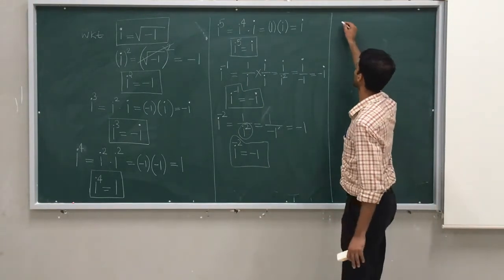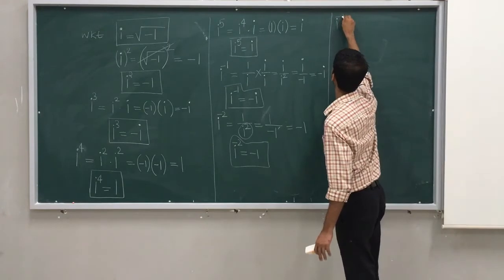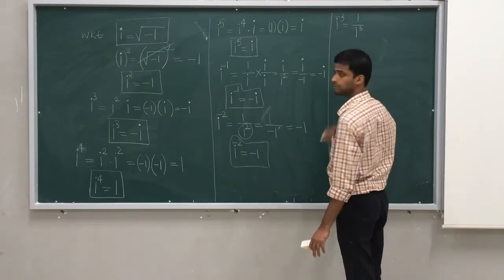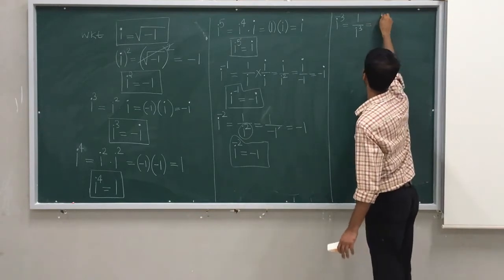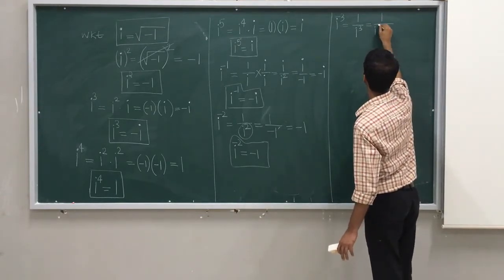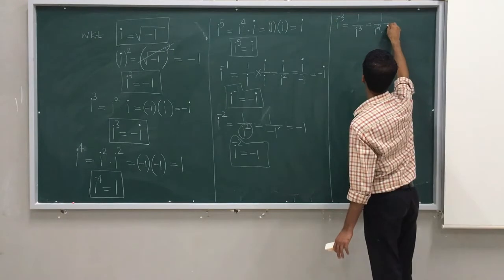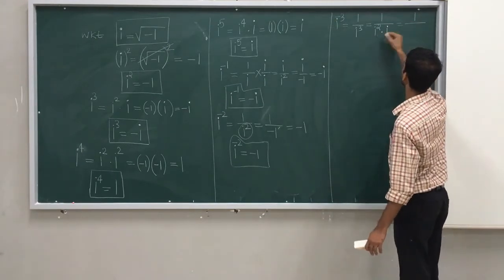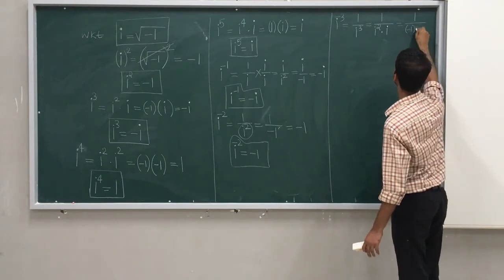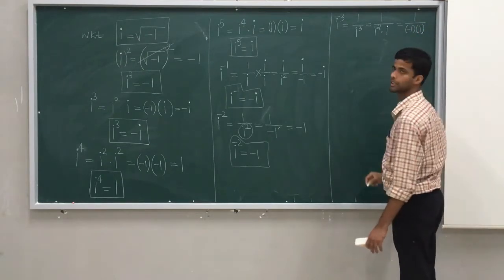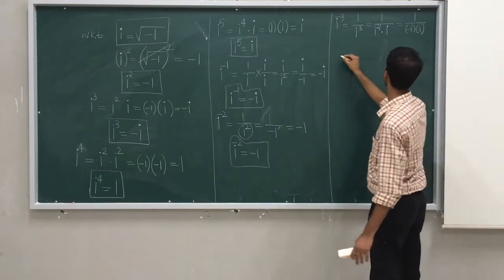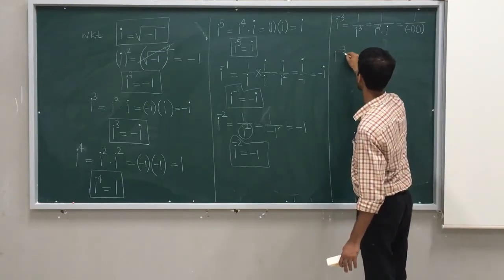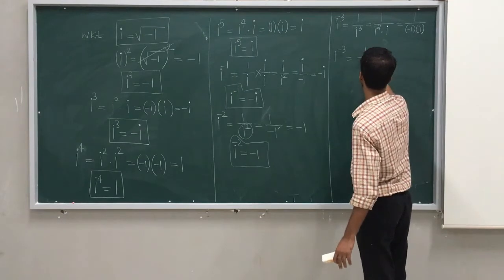Similarly, we can easily develop our theories. If I take i to the power minus 3, you write it as 1 divided by i cube. 1 divided by i cube can be written as 1 divided by i square into i, which is 1 divided by minus 1 into i. So now you get the expression: i to the power minus 3 is equal to 1 upon minus i.